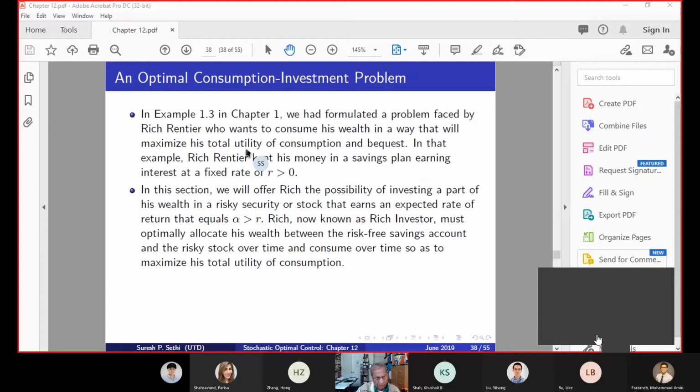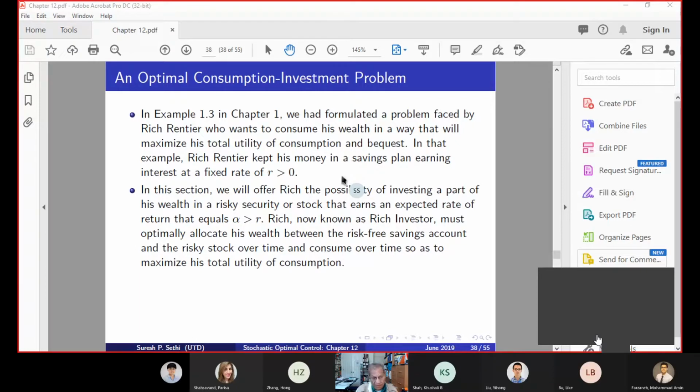So in chapter 1, we formulate a problem faced by a rich rentier who wants to consume his wealth in a way that will maximize his total utility of consumption and bequest. In that example, he keeps his money in a savings account earning some interest at a fixed rate R bigger than 0.